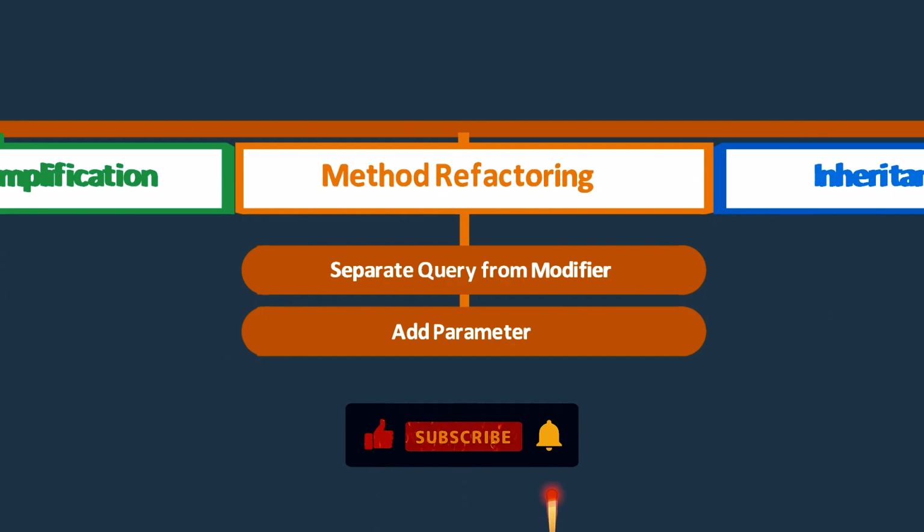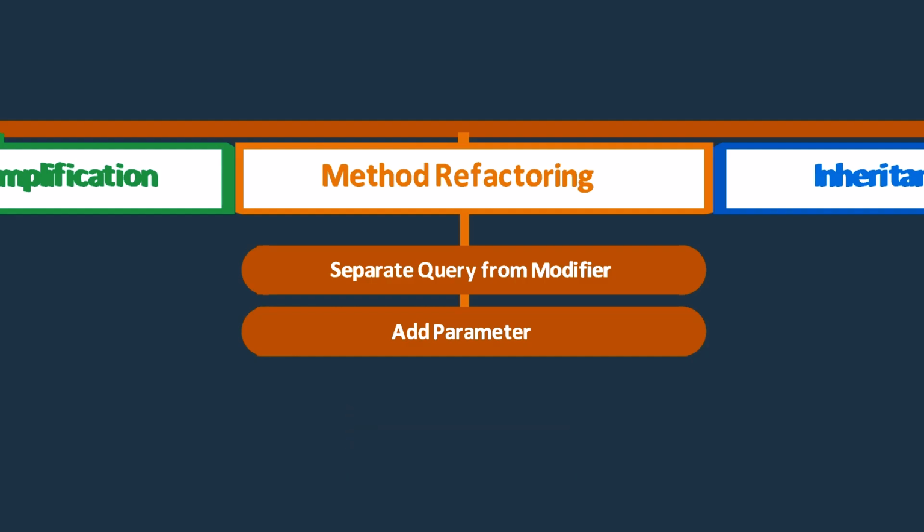This technique falls under the method refactoring category in our refactoring diagram. Okay, when we talk about the add-parameter technique, we often think about adding one or more parameters to a method based on new requirements.